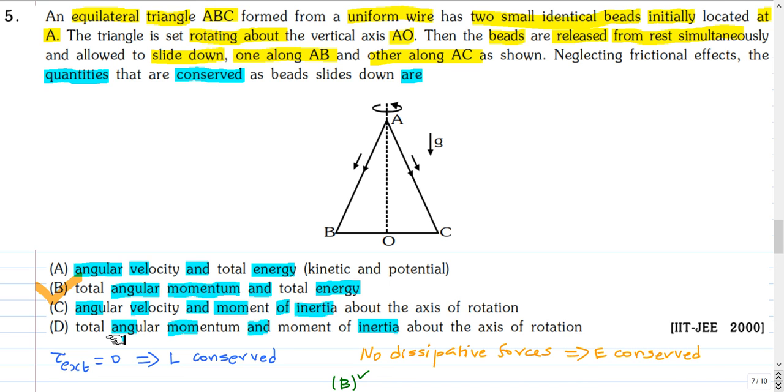Option D, total angular momentum and moment of inertia. Angular momentum will be conserved, but moment of inertia will keep on increasing as the mass is getting far away from the axis, and moment of inertia is mr square. So since the beads are moving away from the axis, the moment of inertia will keep on increasing. So option D is also not true.